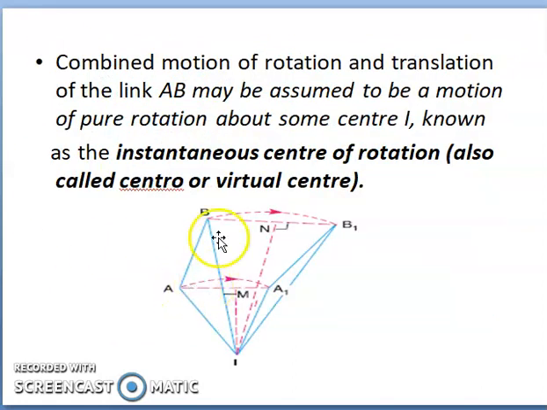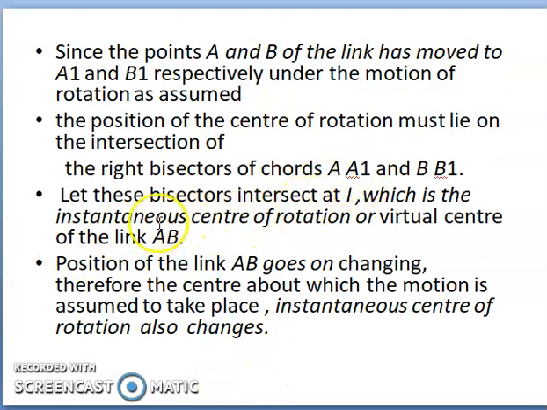Since it has moved from AB to A1 B1, to find the instantaneous center, we join the initial and final positions. A and A1 are the initial and final positions of point A, so joining them gives a chord AA1. Similarly, you get a chord BB1. If you draw perpendicular bisectors to these two chords, they will intersect at a point. That point is called the instantaneous center of rotation, or the virtual center of the link AB.